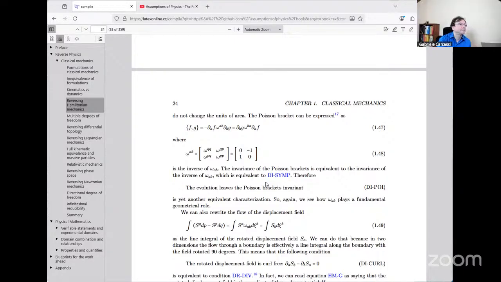The invariance of the Poisson brackets is equivalent to the invariance of the inverse of omega with lower indices, which is equivalent to diffeomorphism simplecticity. Therefore, that the evolution leaves the Poisson brackets invariant is yet another equivalent characterization. So again, we see how omega AB plays a fundamental geometrical role.